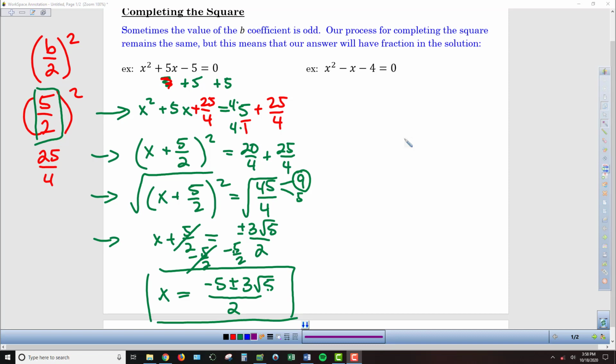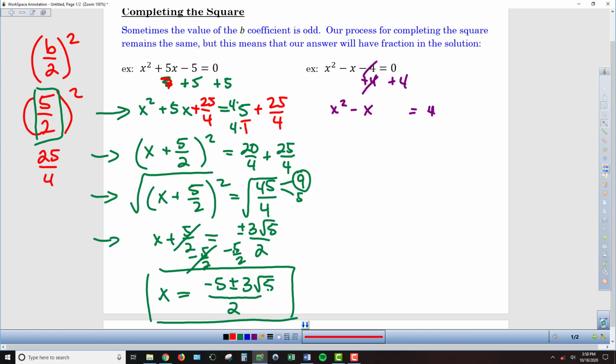So we'll approach this next one the same way. I'm first going to isolate the x's, so I'm going to add 4 to both sides. So that leaves me with x squared minus x equals 4. So now I have to come up with the number that's going to complete the square. What am I going to add to both sides?